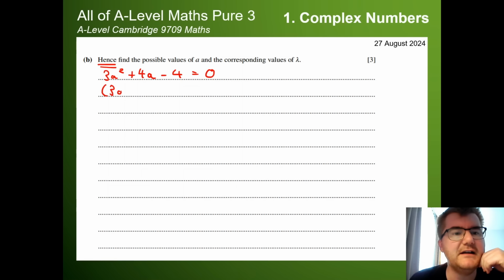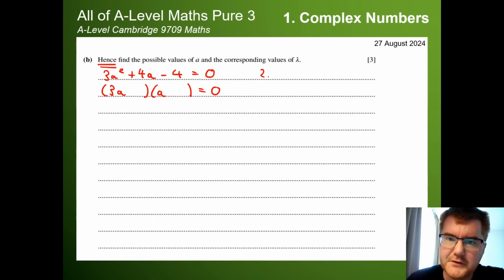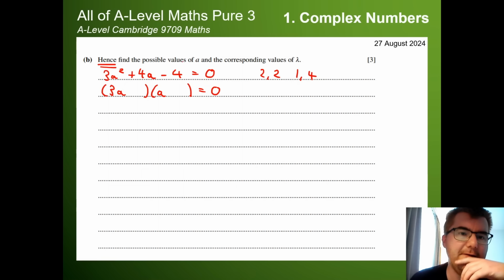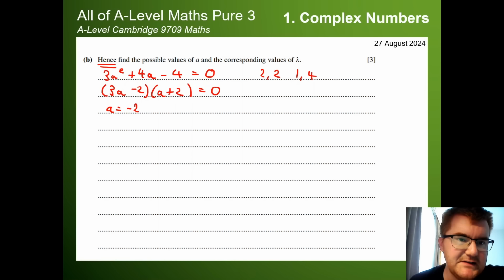So I set up my brackets with 3a and a, which is the only way I can do it. The only factors of 4 here are either 2 and 2 or 1 and 4. And so, a little bit of considering here. If I put in a plus 2 here and a minus 2 here and check the outside and inside terms, you'll notice I do get to plus 4a, which means then that a has to either be equal to negative 2 or a has to be equal to 2 over 3.